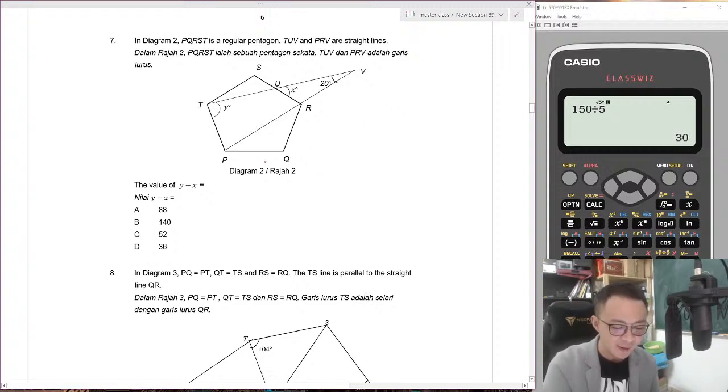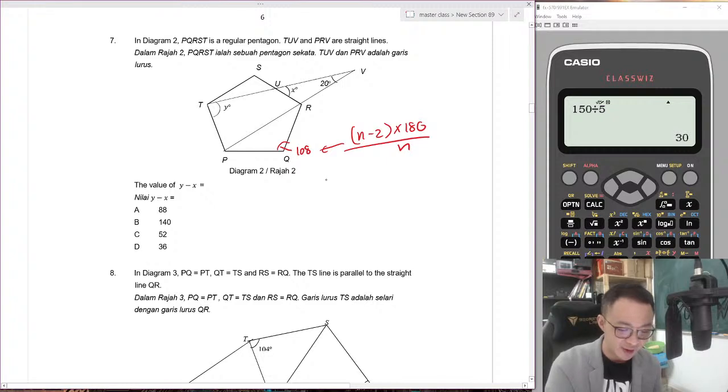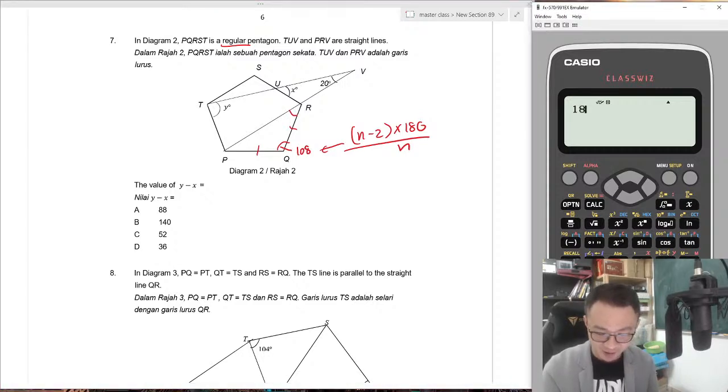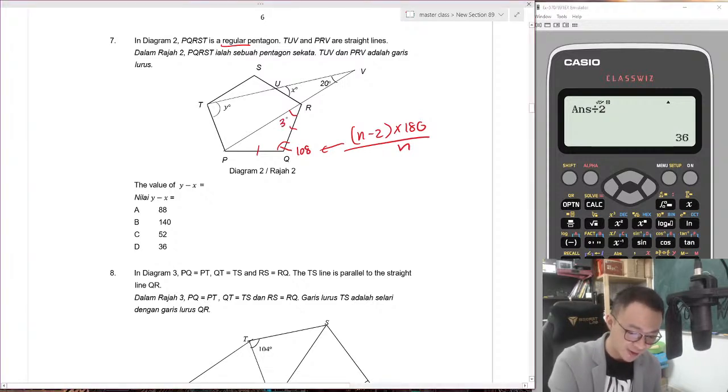So this is a pentagon. In a pentagon, each of the angles is 108. Just in case you ask me how to get it, it is (n minus 2) times 180 divided by n. This is what happens for a regular pentagon. n is 5 here, so you just insert 5 into the n, and you should be able to get this 108. Then these two sides are the same length because it's regular, so we can get this angle easily. Just use 180 minus 108 divided by 2, which is 36. So this angle will be 36.